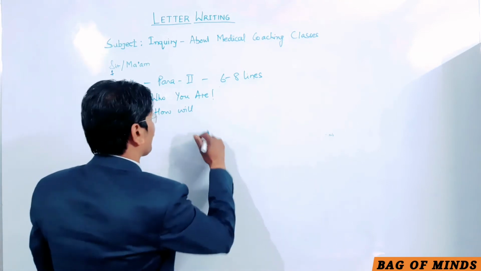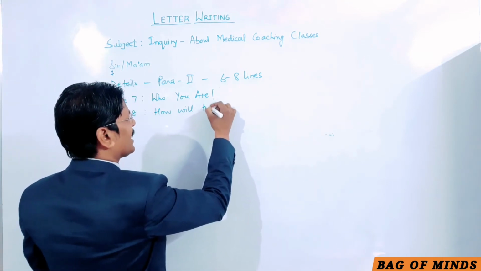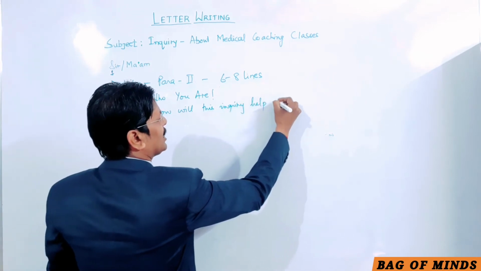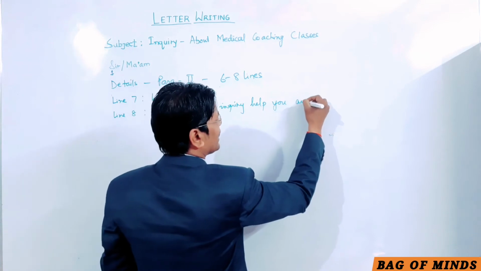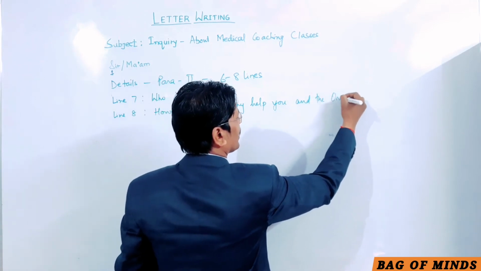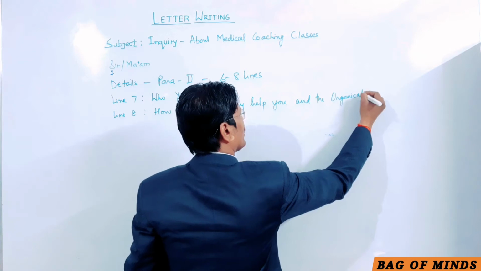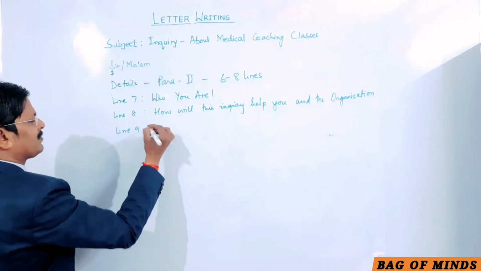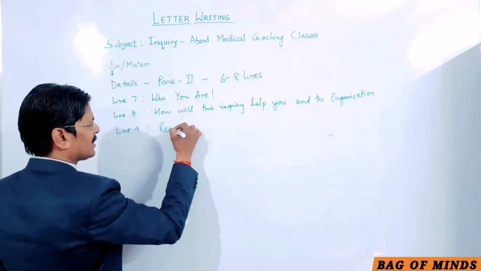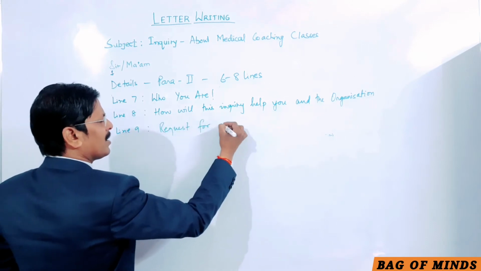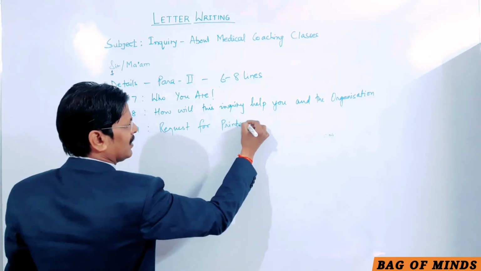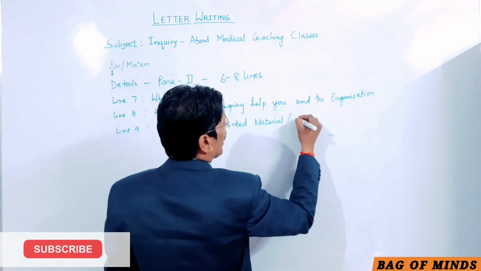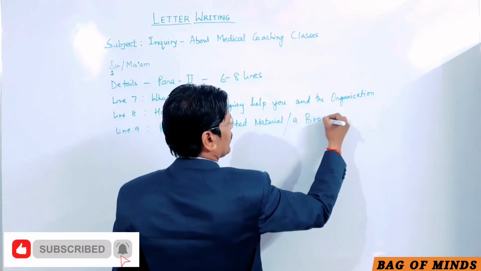Why would somebody give you information? So how will this inquiry help you and the organization? Then line number 9, request for printed material. Once you have requested for printed materials, you can also ask for a brochure.